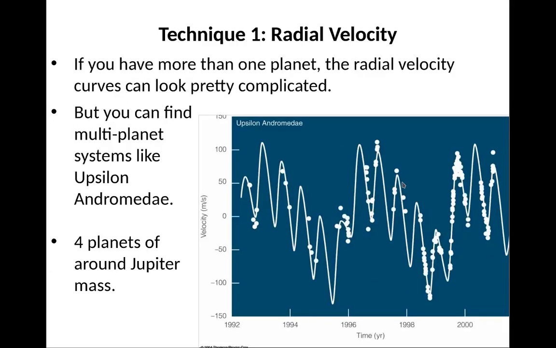Now, if you have more than one planet, you can have radial velocities that look much more complicated. This is a multi-planet system, Upsilon Andromedae, and as you see from this data, you could figure out there are 4 planets around Jupiter mass around this particular system.